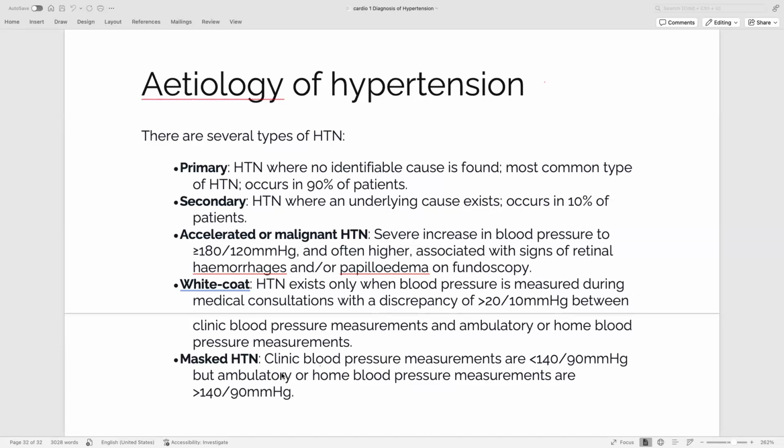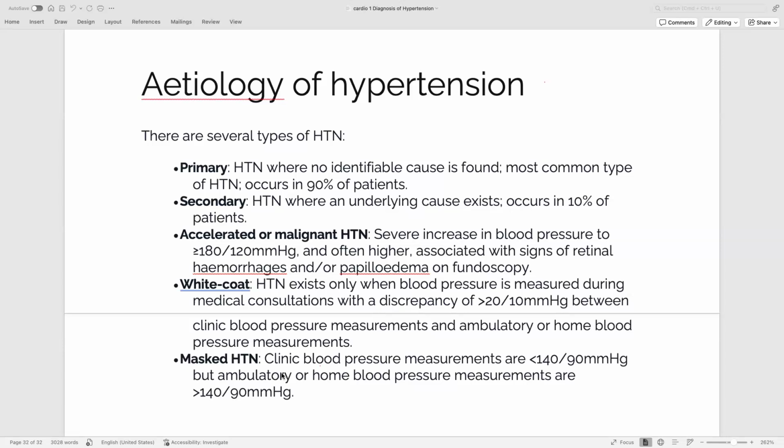And there is accelerated and malignant hypertension. It is hypertension, whether primary or secondary, but it is reaching a specific level with specific findings, a number associated with findings with the signs of retinal hemorrhage or papilledema on fundoscopy.